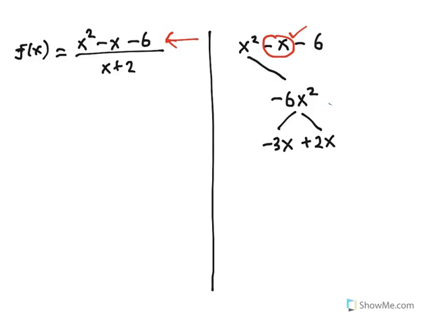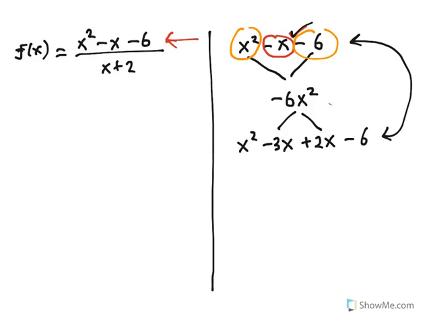Again, you begin by multiplying the quadratic term by the constant term, and then you find two factors of negative 6x squared that will add to give you the linear term from our original quadratic trinomial. And once you have that, you're just going to write the quadratic and the constant terms. So you have x squared minus 3x plus 2x minus 6. So in other words, this is exactly the same as what we started with, but it's just written differently so that we can factor this by grouping.